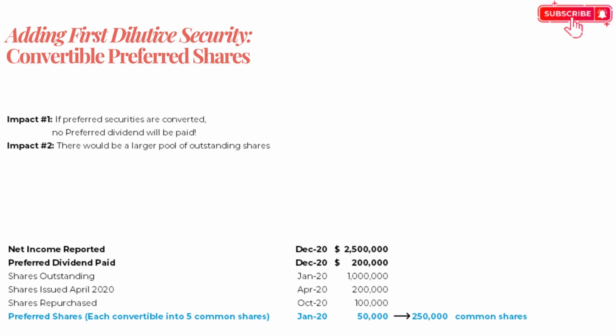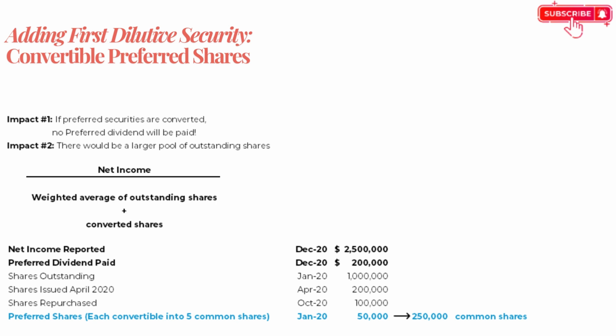So then that impacts our formula because we no longer have any preferred dividends that need to be netted out of the net income. So it becomes net income divided by the weighted average of outstanding shares, including any converted shares. Here we're going to assume that the shares have been converted from the beginning of the year, which is a pretty conservative assumption.